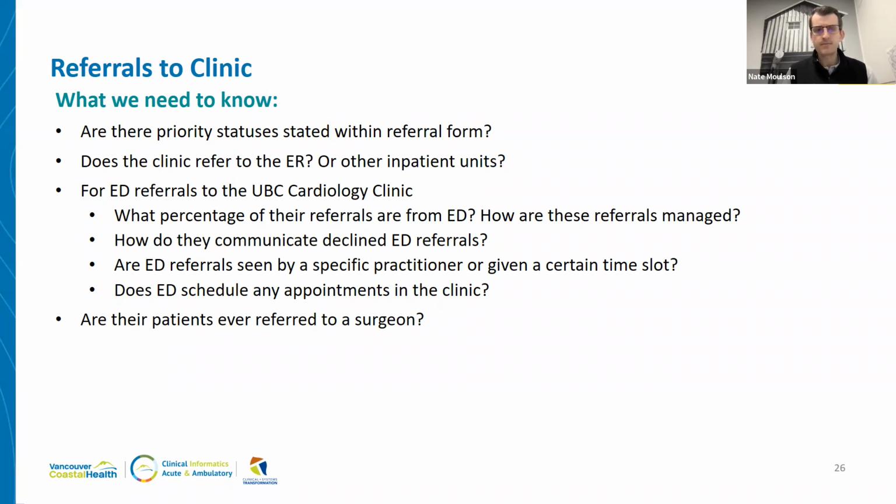We don't have a process. If they have an urgent clinic at VGH, the STAT clinic, that's still where patients will get sent from UBC if they don't talk to us. But if they want someone seen at UBC Hospital, it'd be a direct physician to physician. So there's not a direct form for that. Thank you. And how do you communicate declined ED referrals? Would it be the same? Yes, through fax, phone, we contact the patient directly if we need to.